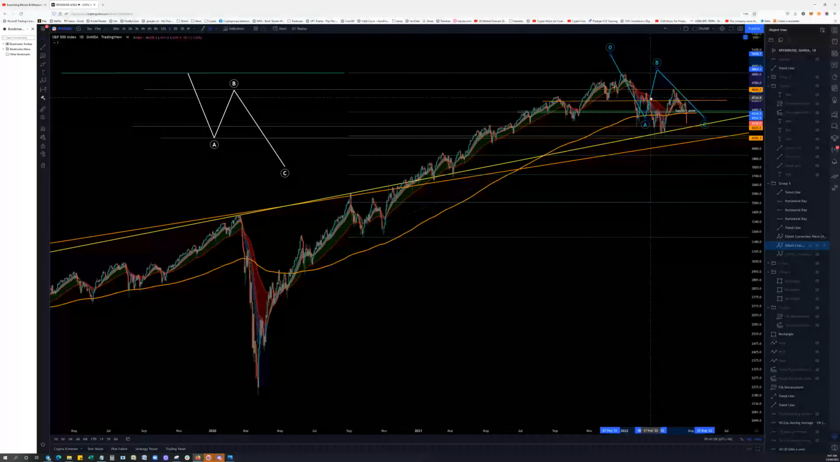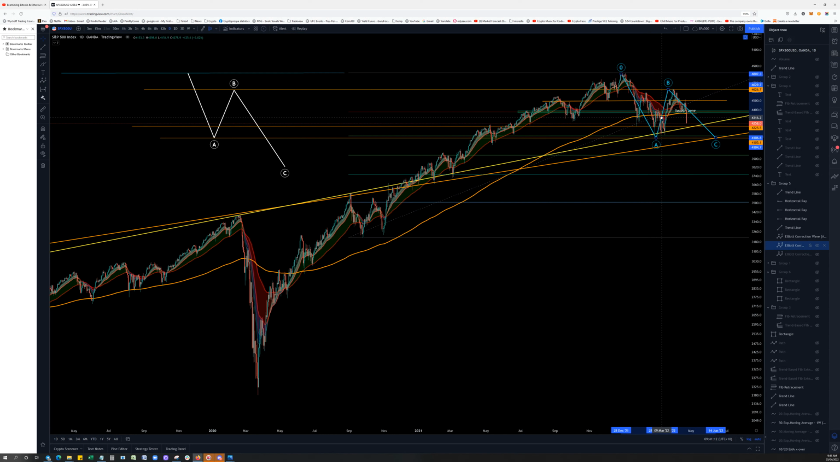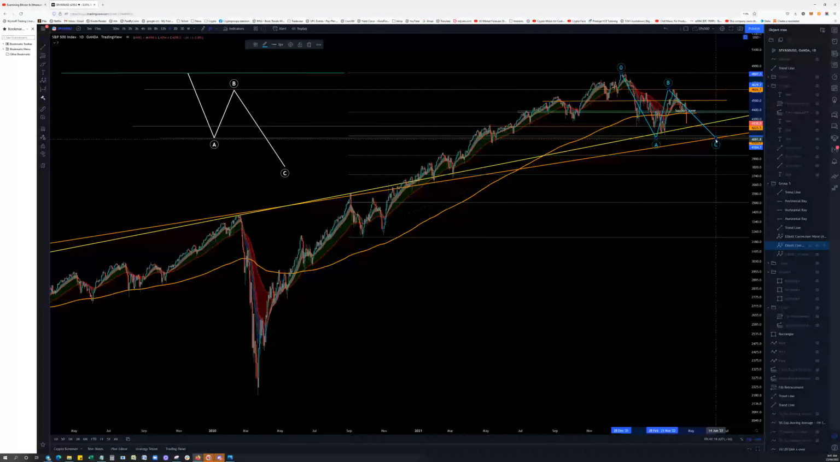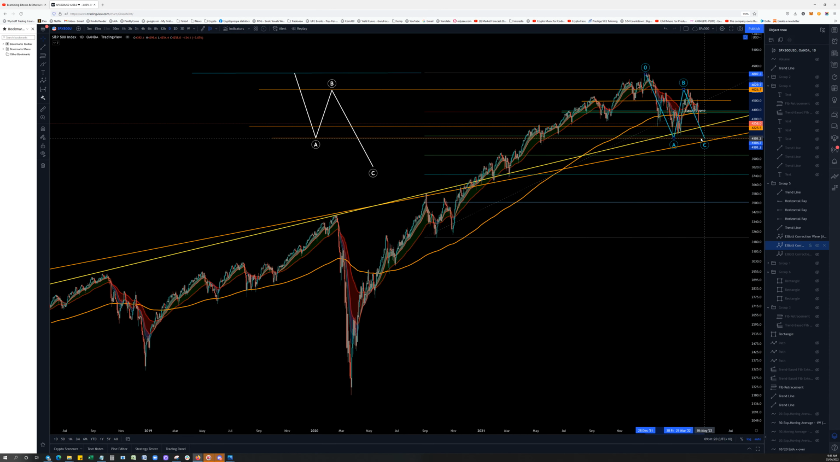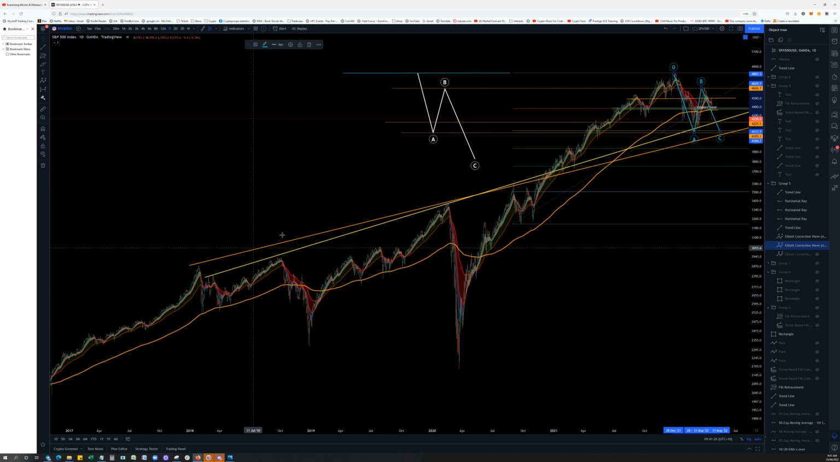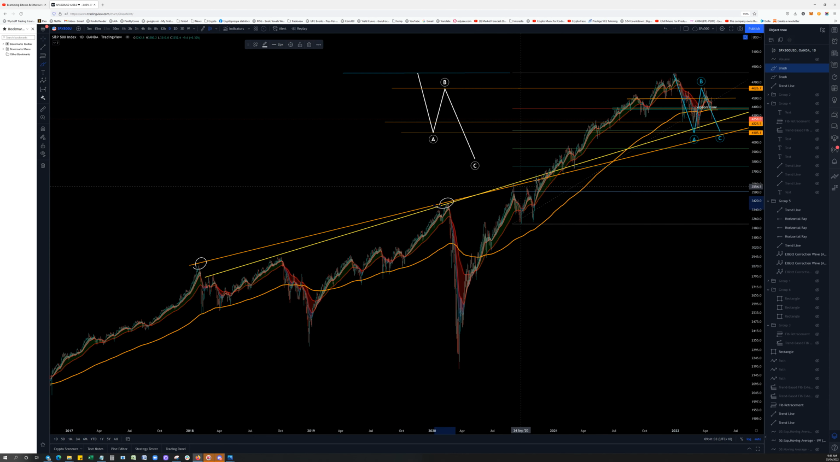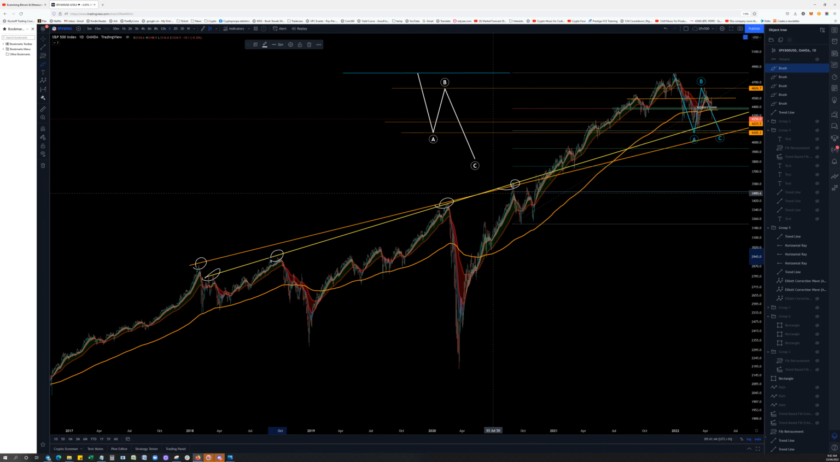So we can have this ABC correction where A and C are at the same level, and if that was the case, either way, that makes sense because it's confluent with this macro trend line. So this macro trend line, if you look at my previous videos, has pivot points, and so we've got the orange one running across that way, and we've got this yellow one which also has pivot points, and it could also be potentially a bounce.